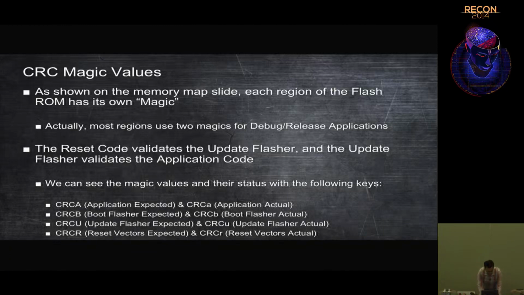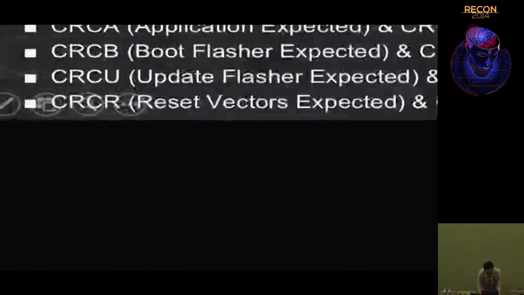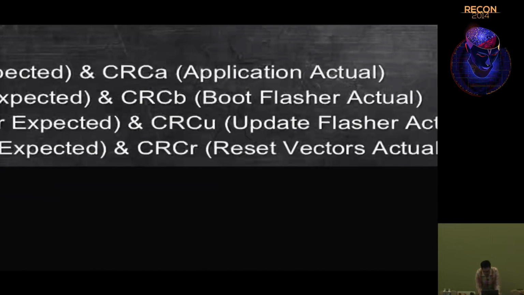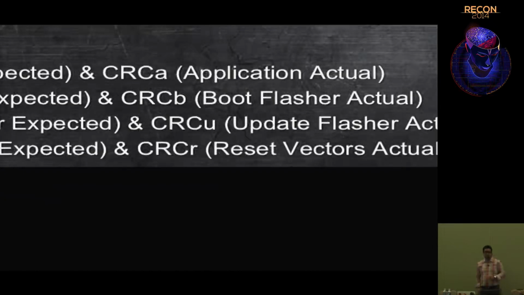So there's these 4 keys that exist in the code: CRC-A, CRC-B, CRC-U, CRC-R. And A is the expected checksum it wants to see for the app code. B is the checksum it wants to see for the boot code. U is the checksum it wants to see for the update code. And R is the checksum it wants to see for the reset code. And then take those A, B, U, Rs and put them in lowercase. And that tells you what the actual checksum that it computed is.